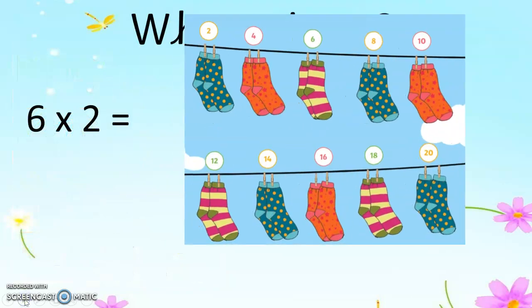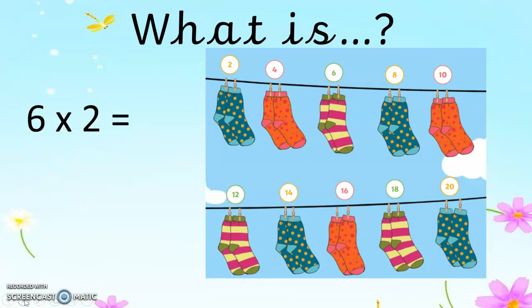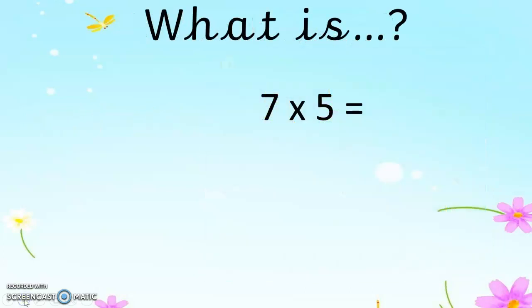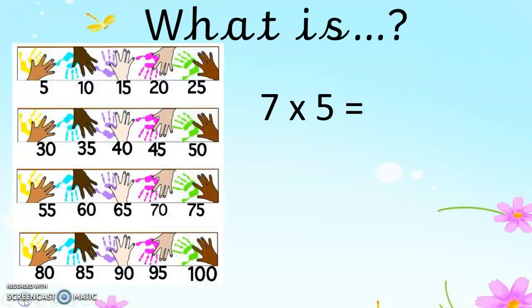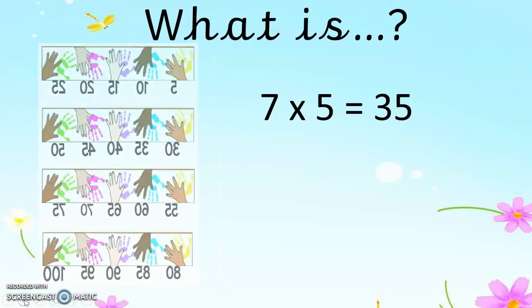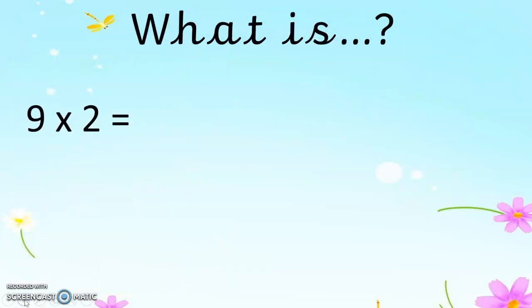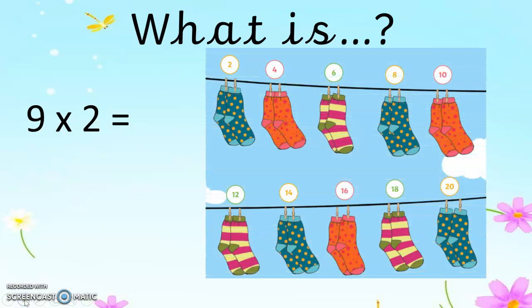What's 6 times 2? 6 lots of 2 socks. That's right, it's 12. Here's the next one. 7 times 5. Have a look at the counting in fives pattern. Well done, 35. What's 9 times 2? Here's the picture to help. Great job, it's 18.